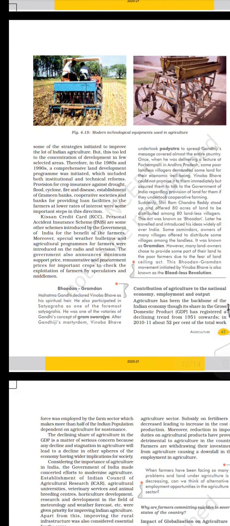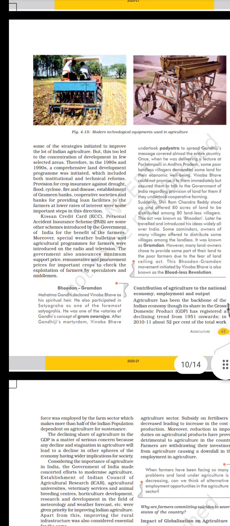Personal Accident Insurance Scheme (PAIS) and some other schemes were introduced by the Government of India for the benefit of the farmers. Moreover, special weather bulletins and agricultural programs for farmers were introduced on radio and television. The government also announces minimum support price, remunerative and procurement prices for important crops to check the exploitation of farmers by speculators and middlemen.